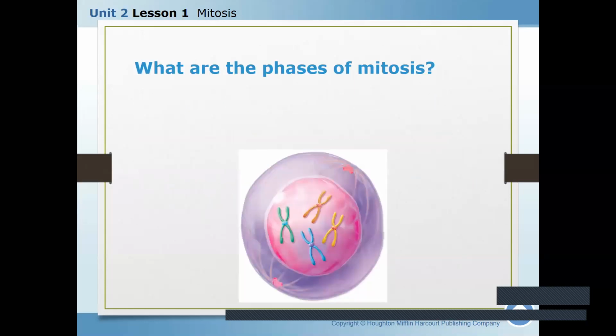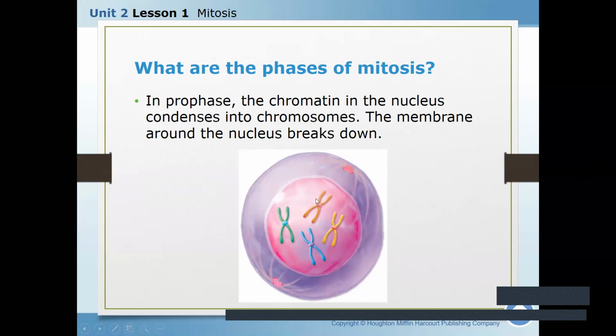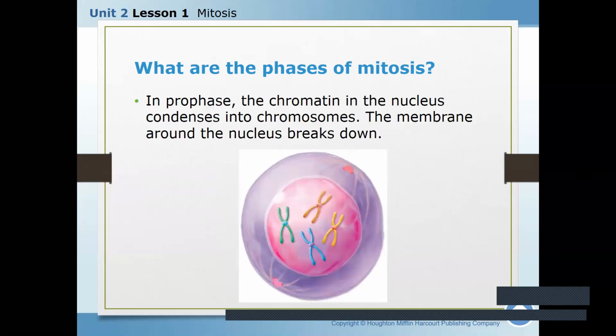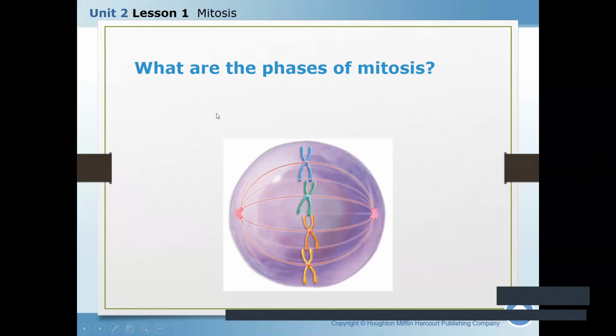See, the first phase where you see these chromatins, they were in the nucleus. When these chromatin condense, that means they cool. What happened? The membrane around the nucleus breaks down. This is what's happening in the prophase. The chromatin in the nucleus condenses into chromosome.